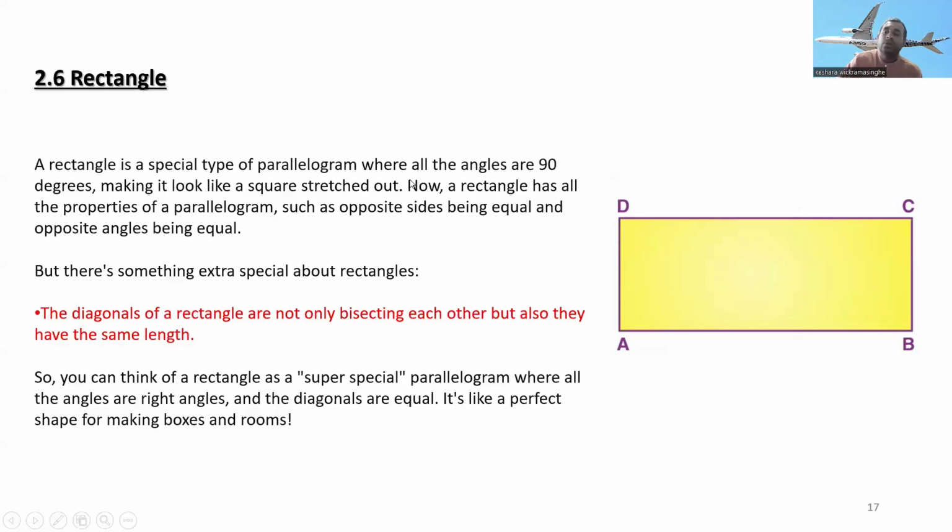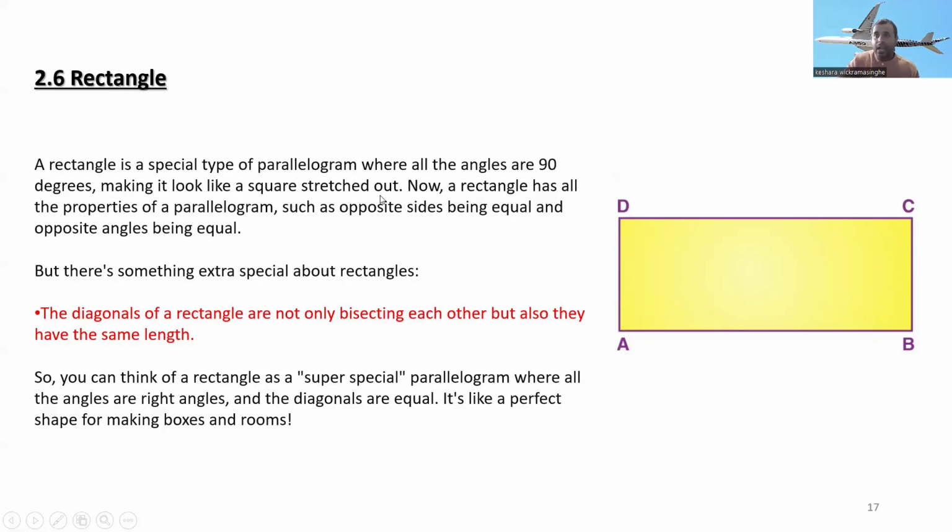Okay, now let's go to the rectangle. Here is the rectangle. You know about the rectangle. So the rectangle is a special type of parallelogram where all angles are 90 degrees. You can see A is 90 degrees, B is 90 degrees, C is 90 degrees, and D is 90 degrees, making it like a square stretched out.